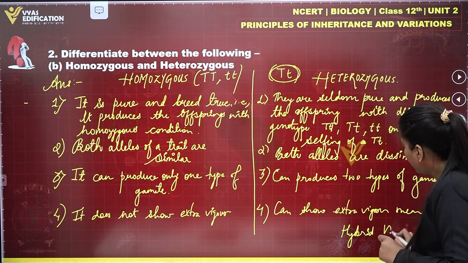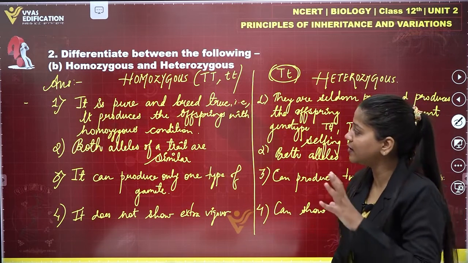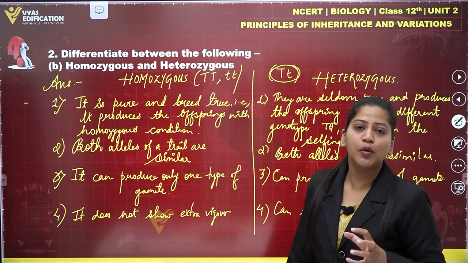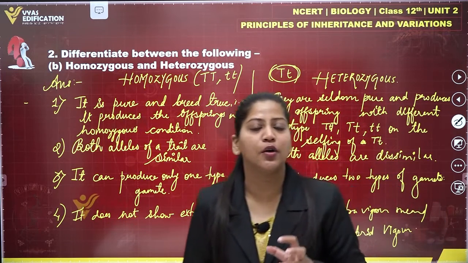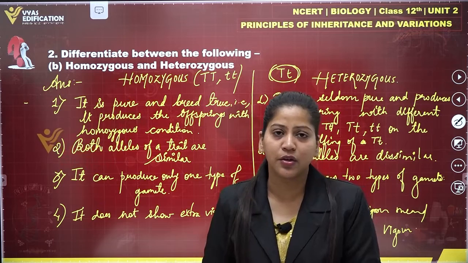That means it can produce hybrids, and it cannot produce hybrids. So this is the basic difference between homozygous and heterozygous pairs of a trait. Homozygous are always present in the similar condition.